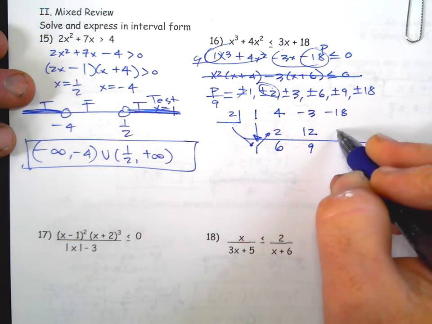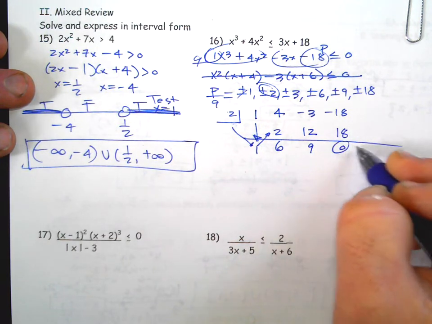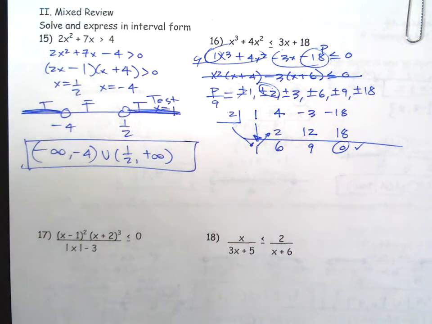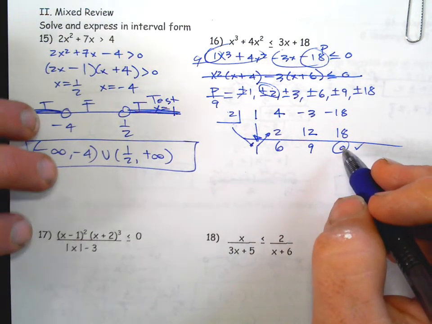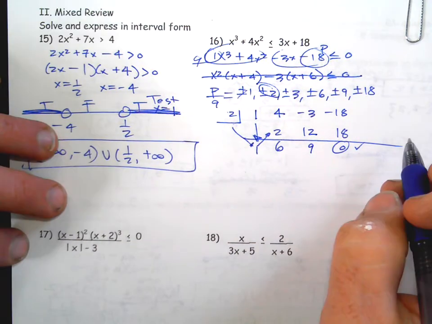And at the end, you better get 0. Otherwise, something's wrong. You picked the wrong root, or you did your synthetic wrong, you missed a missing term or something like that. Don't fake it. If it's not 0, figure out where you went wrong.